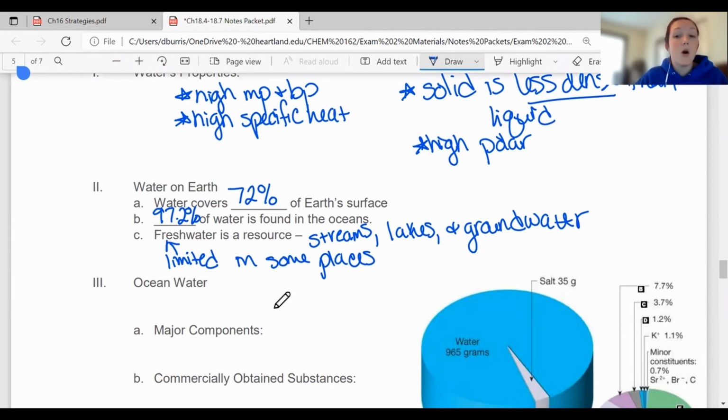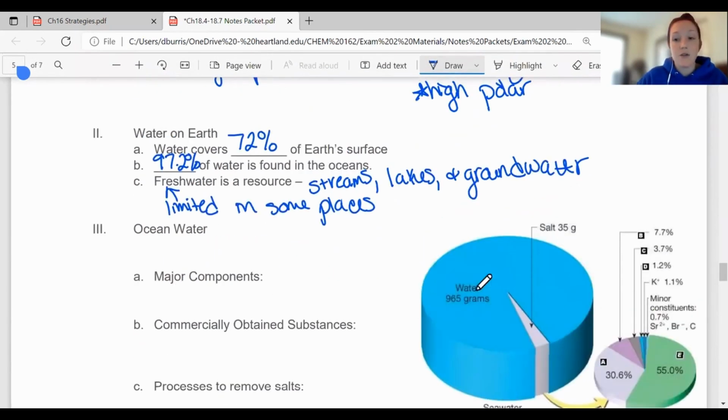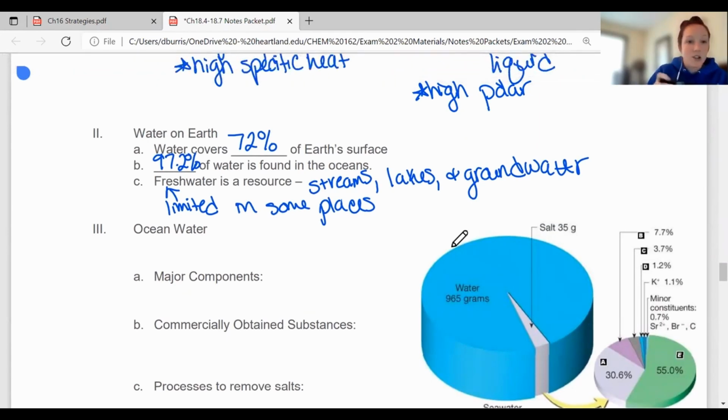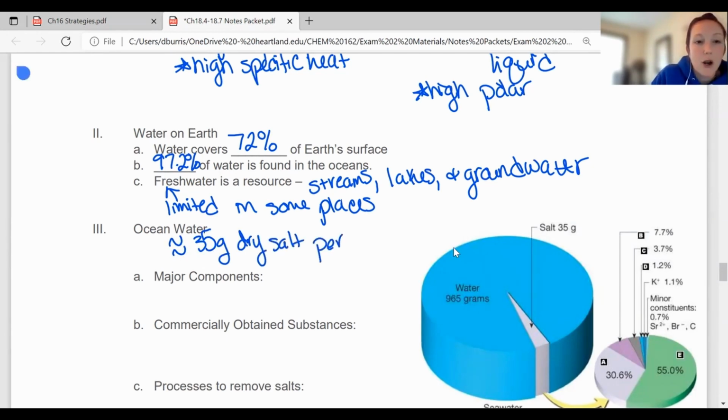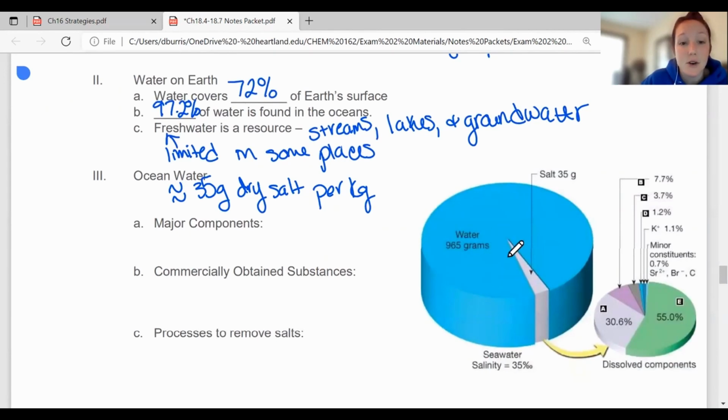So ocean water, if we did want to try to purify it, this is the problem. Ocean water has a lot of salt in it. Of course, it is salt water. It has lots of ionic compounds. It's about 35 grams of dry salt per kilogram of water, to put that in perspective. That's a lot of salt. So in order to actually purify it, it's going to be difficult.